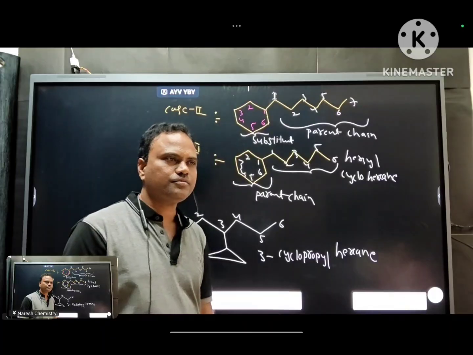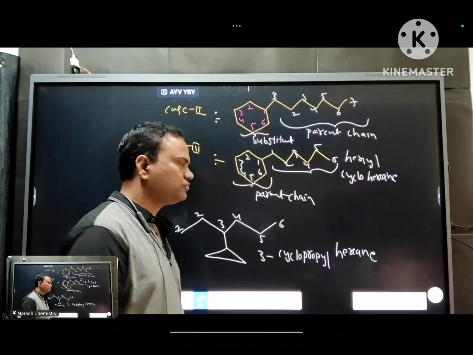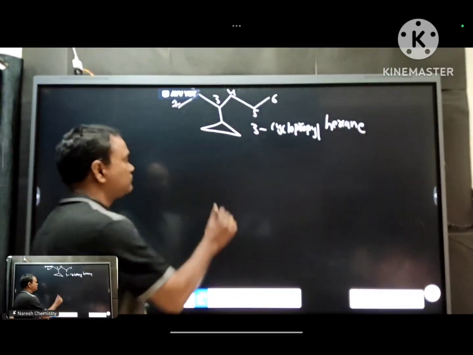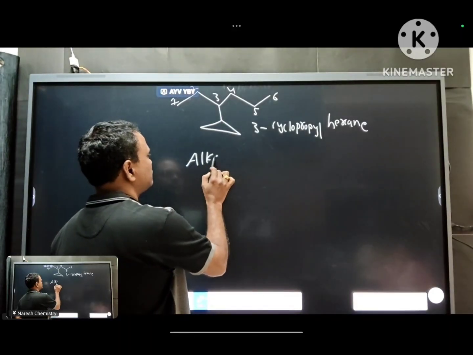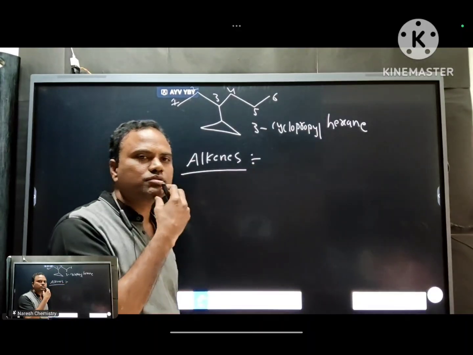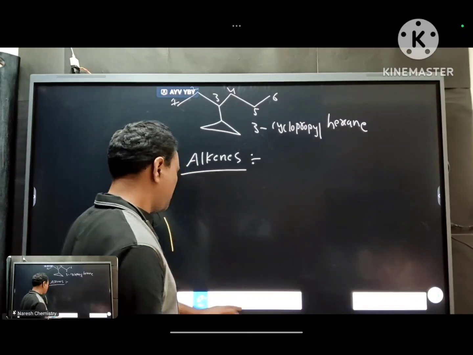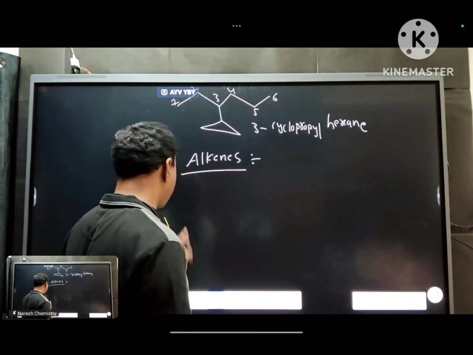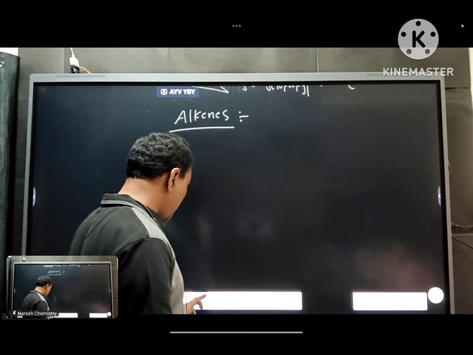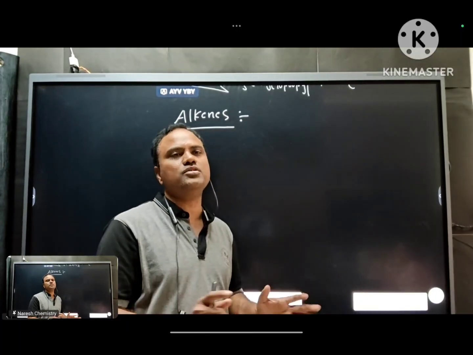Next is alkenes. Alkenes nomenclature is very, very important. In the alkenes chapter and the carbonyl compounds chapter, questions came completely based on nomenclature only.